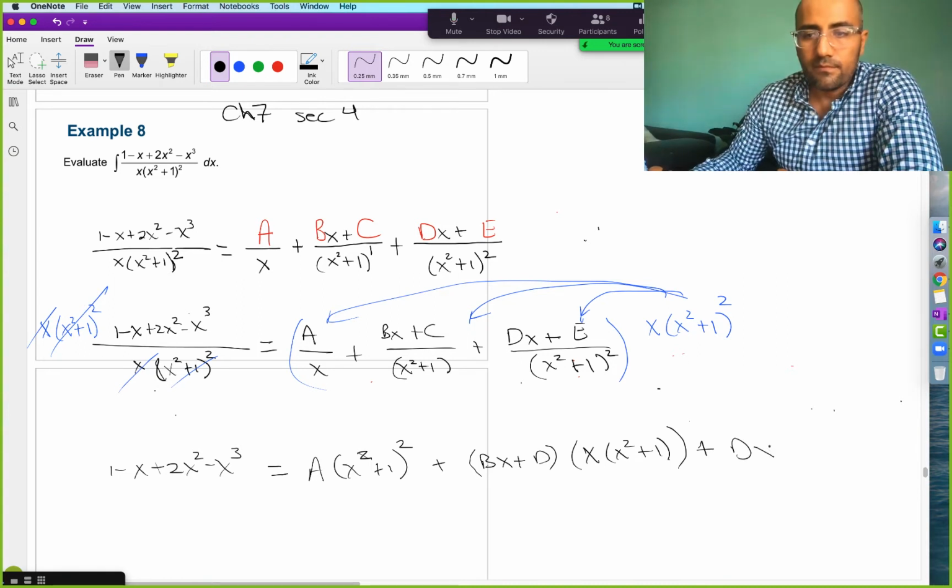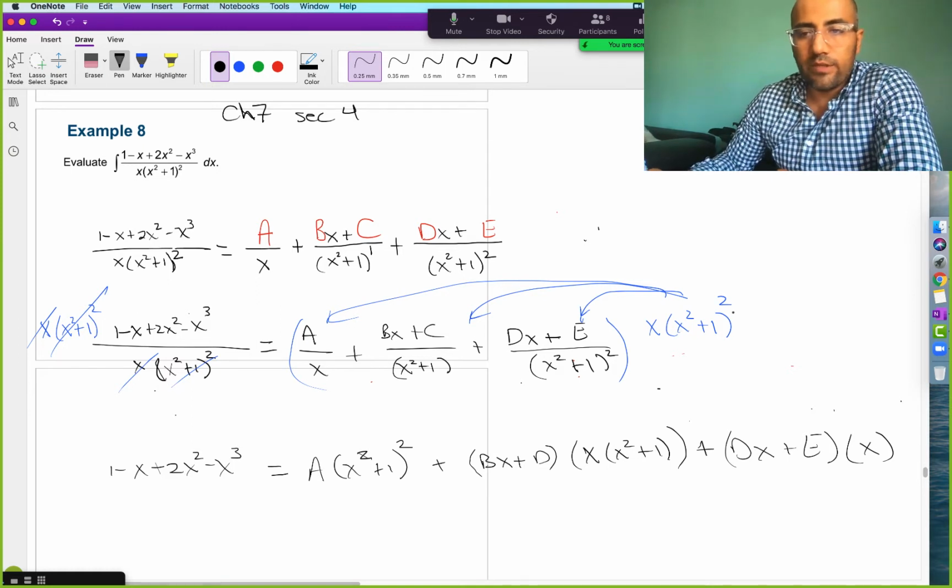plus (dx plus e) times, and then both the powers of x squared plus 1 cancel with that one, so it's just an x that survives. Good. Okay, so we end up with 1 minus x plus 2x squared minus x cubed equals 2.